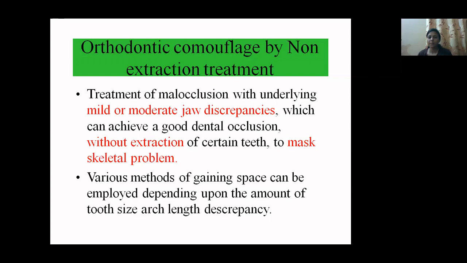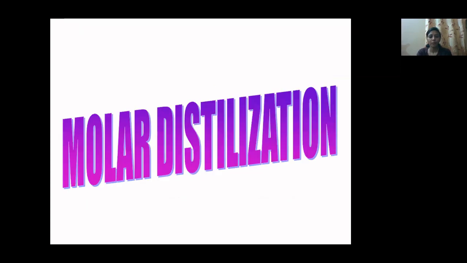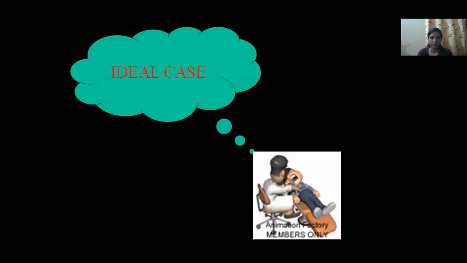Various methods of gaining space can be employed depending upon the amount of tooth size arch length discrepancy. One is molar distalization, when the arch length discrepancy is mild and the patient has a horizontal growth pattern. We can go for molar distalization along with certain other indications which we have to see before opting for the ideal case.